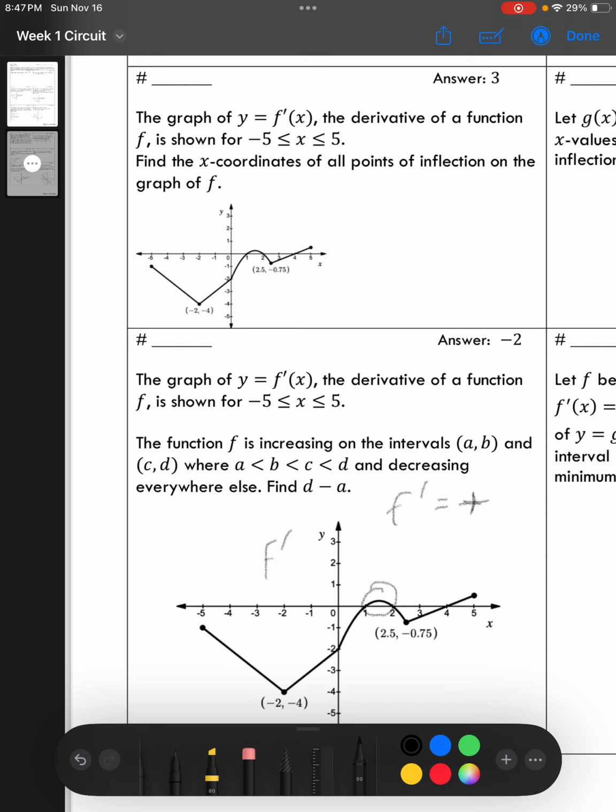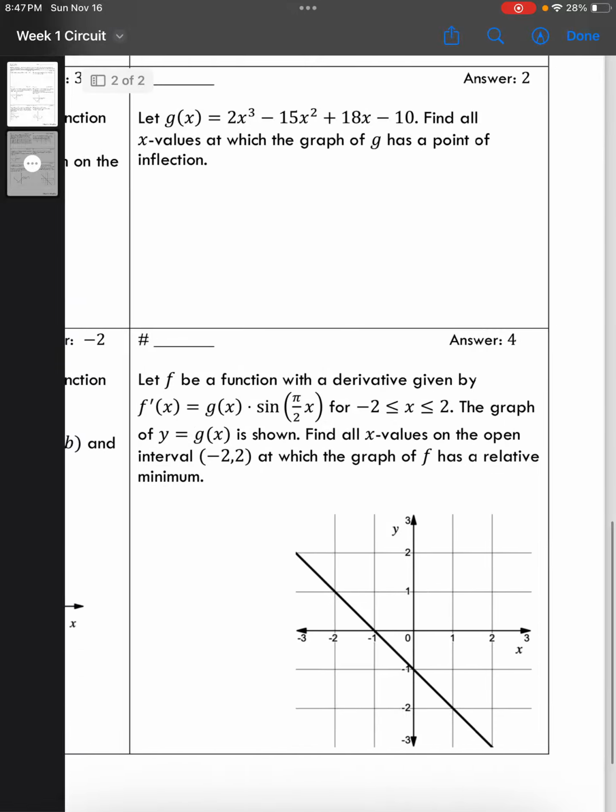So we see here on the interval 1, 2 that f prime is positive, and here on the interval 4, 5 is also where f prime is positive. So if we have here a, b, c, and d, you would input 1, 2, 4, and 5. But d minus a would just be 5 minus 1 equals 4. So let's find which question has 4 as the answer.